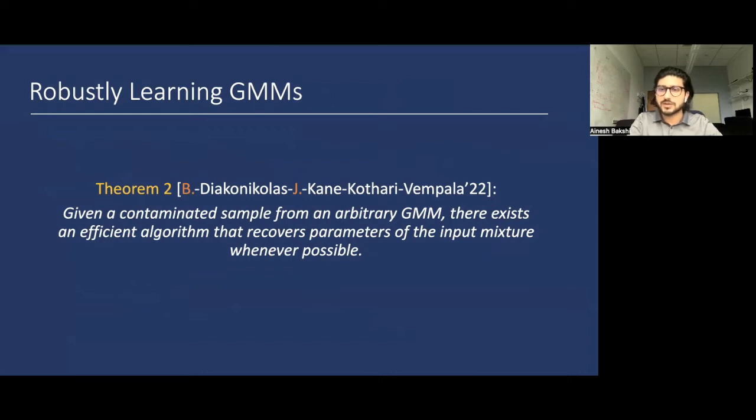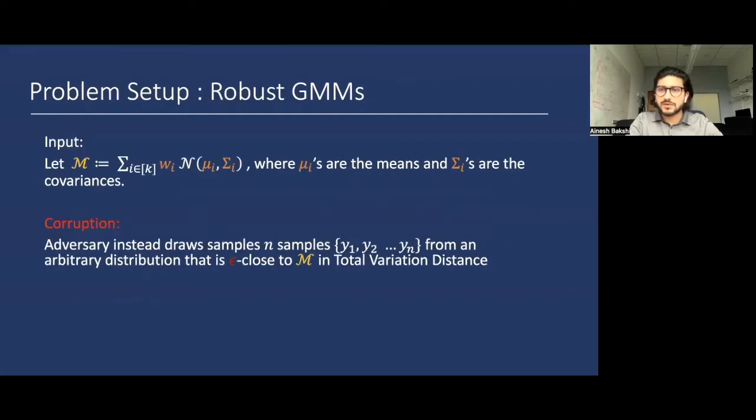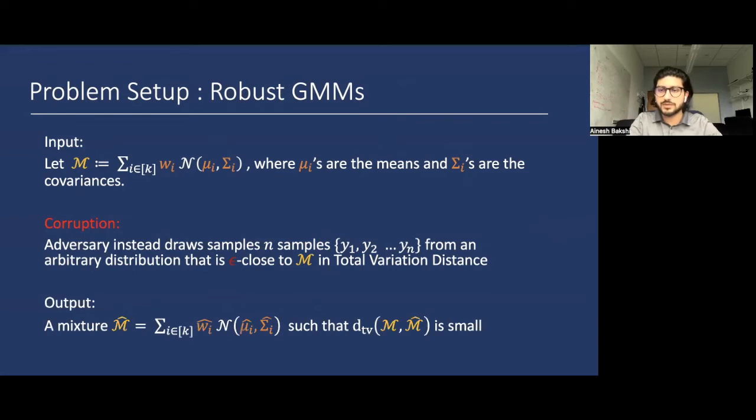Next, I'll formalize the robustness model that we work in and provide a formal statement for our results. So as before, let M be an arbitrary mixture of K Gaussians parameterized by the means mu_i, covariances sigma_i, and mixing weights w_i. Now, an adversary comes along and designs a distribution that is epsilon close to this distribution M in total variation distance. This distribution can be adversarially chosen with respect to the input distribution M and the algorithm that we design. The adversary then samples n points from this corrupted distribution, denoted by y_1 to y_n, and this is the set of points that is given to us as input. Our goal is to still output a mixture, denoted by M hat, that is close to the input mixture in total variation distance.